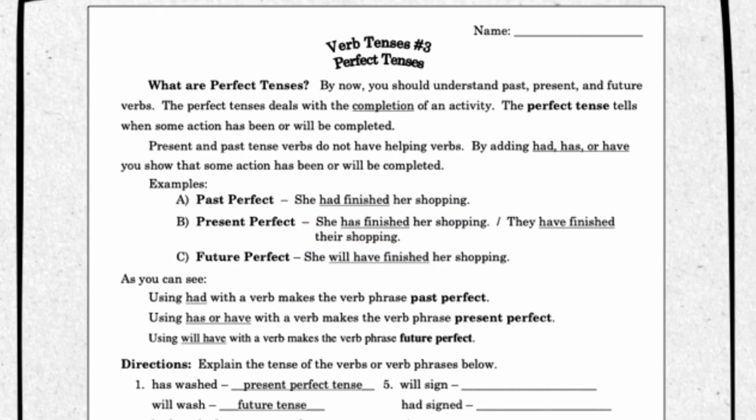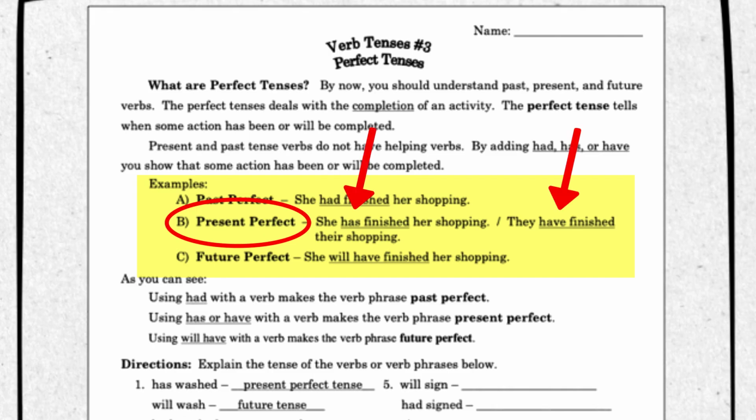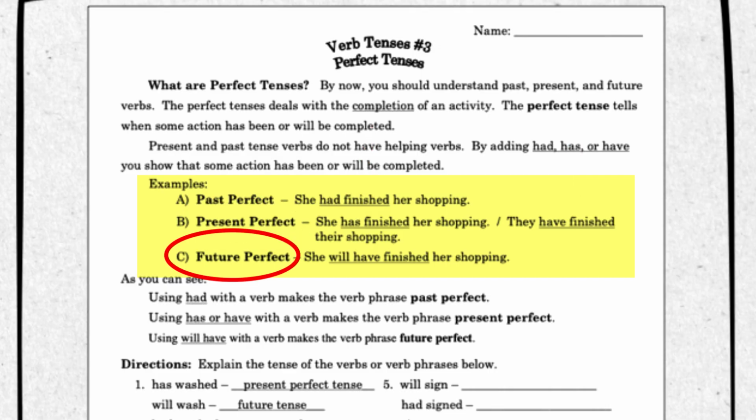So I always thought that was really weird. Then when I took Spanish, I learned about perfect tenses and it made a lot more sense. So here on this perfect tenses worksheet, all the students really need to know is right here in the middle of the lesson. The past perfect tense is made by using had. She had finished her shopping. The present perfect tense is made by using has or have. She has finished her shopping, or the plural, they have finished shopping. The future perfect tense is made by using will have. She will have finished her shopping.